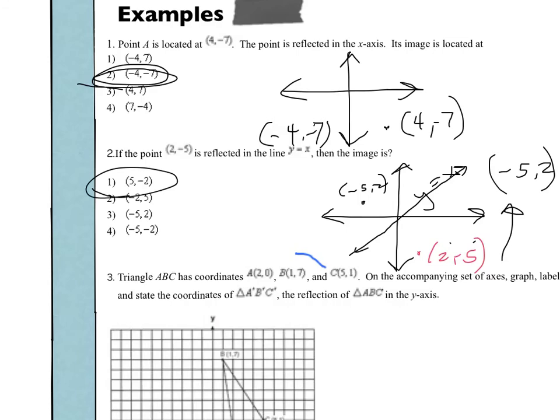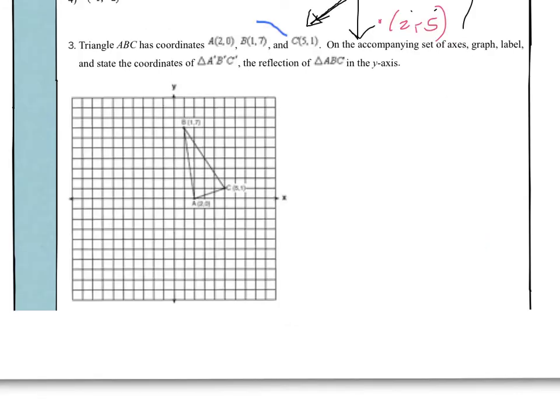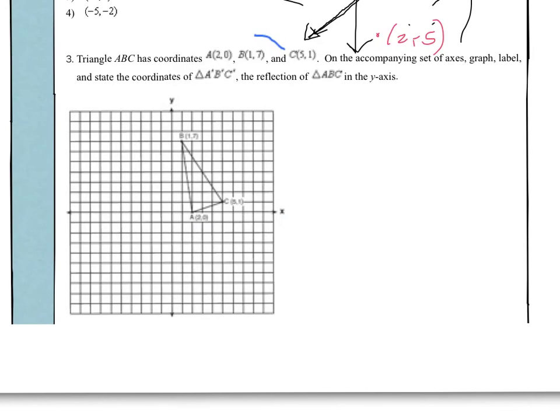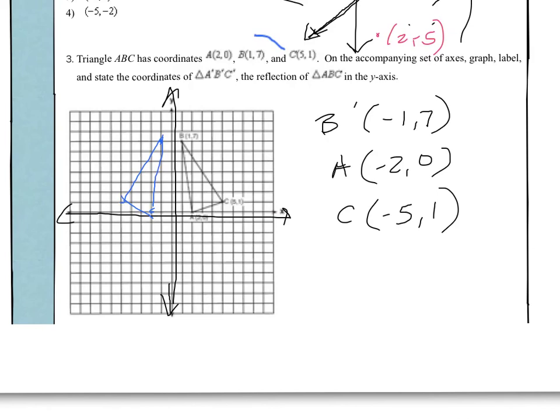Answer number 1. But not least, our final question says triangle ABC has coordinates A (2, 0), B (1, 7), and C (5, 1). And then it asks us to use the axis, graph, label, and state the coordinates of the new reflection in the y-axis. So here are our 3 new points, B prime, A prime, and C prime. B prime is at (negative 1, 7), A prime is at (negative 2, 0), C prime is at (negative 5, 1). And we've clearly graphed it as well.